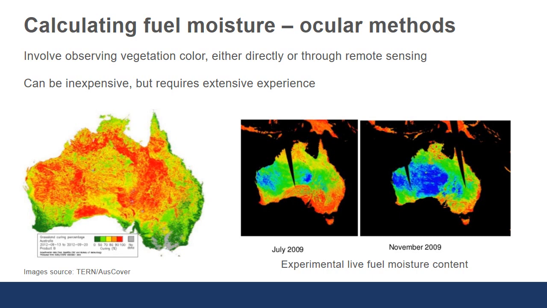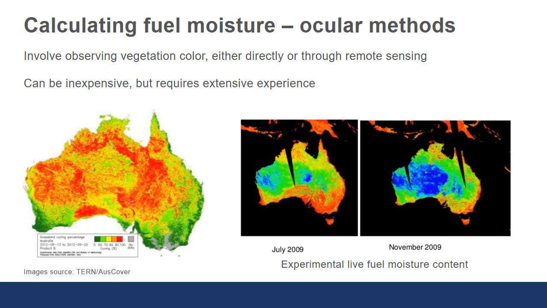Another, less obvious method is to simply use an ocular estimate. This process includes the observation of color and oftentimes extensive previous knowledge. This method includes touching, feeling, and breaking fuels. This can require extensive field experience, but is a very cheap method.